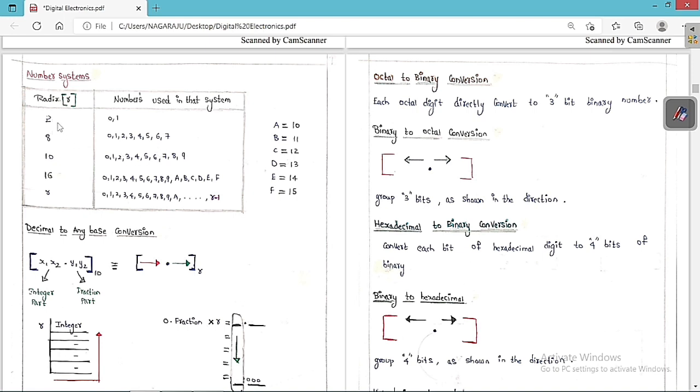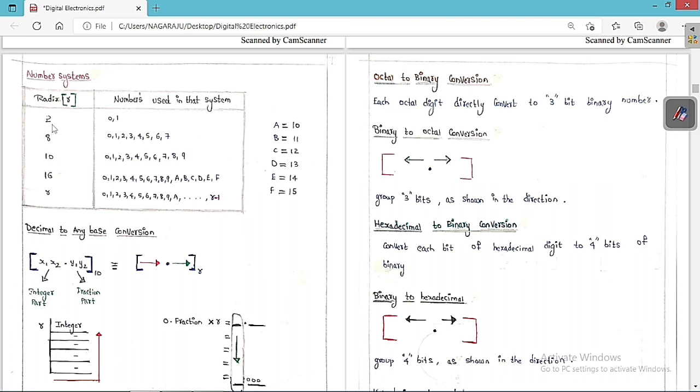Here the radix is 2, so 2 minus 1 is 1, so 1 is the maximum number. The radix is 8, 8 minus 1 is 7, so the maximum number is 7. The radix is 10, so 10 minus 1 is 9, the maximum number here. For radix 16, 16 minus 1 is 15, which is F. And for radix R, the maximum number is R minus 1. So finally, in a number system of radix R, the maximum digit we choose is 1 lesser than the radix, and the total number of digits we choose is equal to the radix.